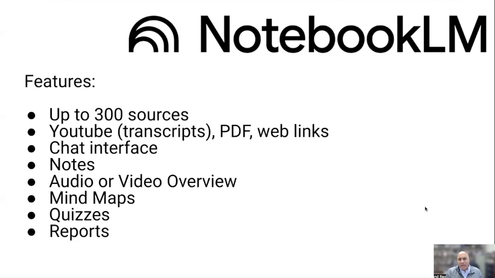As I mentioned, if you have the paid version, it's up to 300 sources. The free one has up to 50 sources, and that's quite a few sources. And I think for most student projects, it's pretty rare they would have more than 50 sources they would need for a lot of the research projects they would work on.